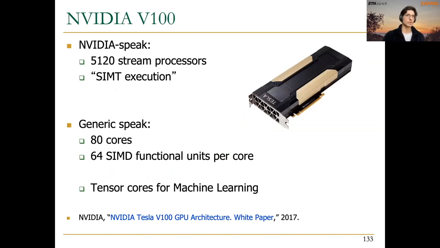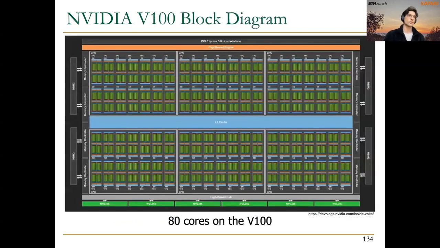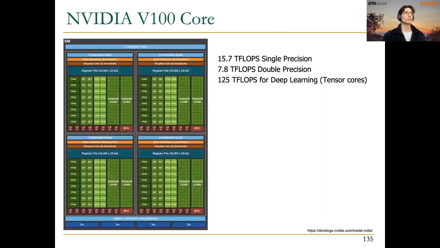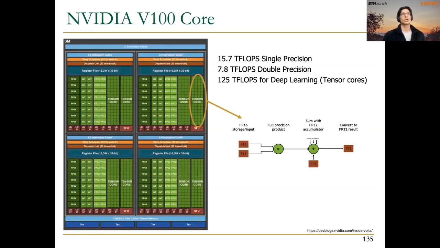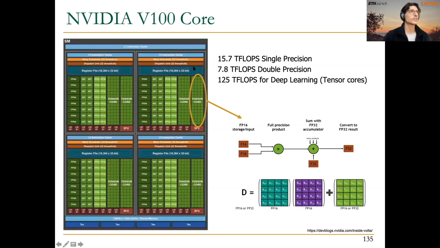In 2017, this Volta V100 architecture was released. This architecture was very special for NVIDIA because, you see, up to 80 cores here. But if you take a look at one of the cores, you will see one of the key differences in this core is that they have these tensor cores that are optimized for deep learning, for machine learning workloads. But that's not the most important thing in this figure.